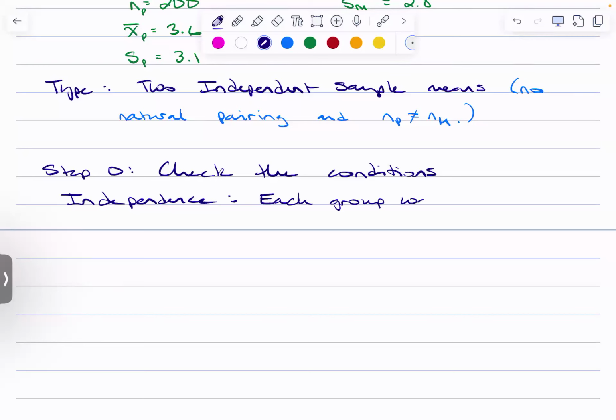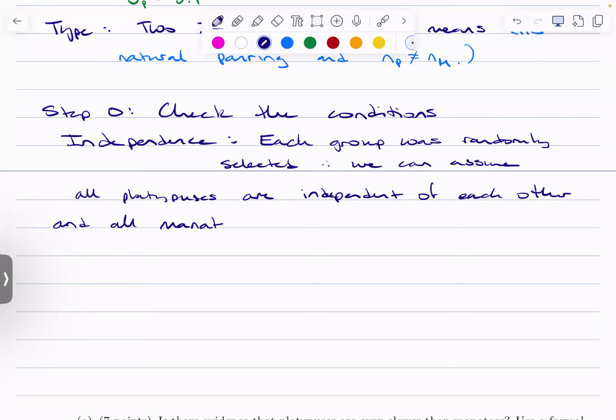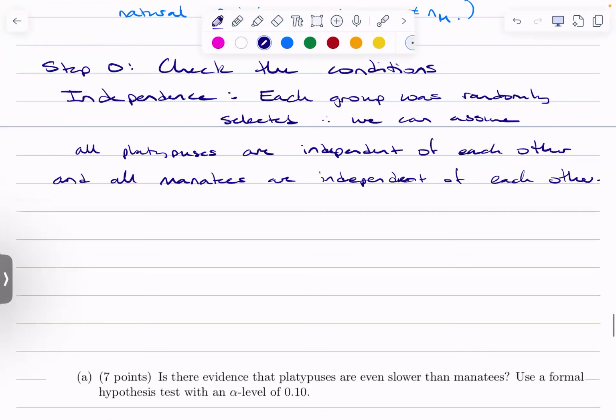Each group was randomly selected. That's probably good enough, but therefore we can assume all platypuses are independent of each other, and all manatees are independent of each other. Right, we need to check it for both groups.